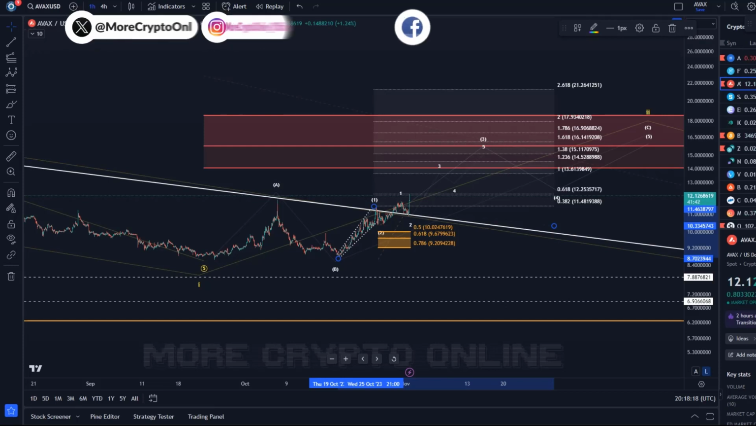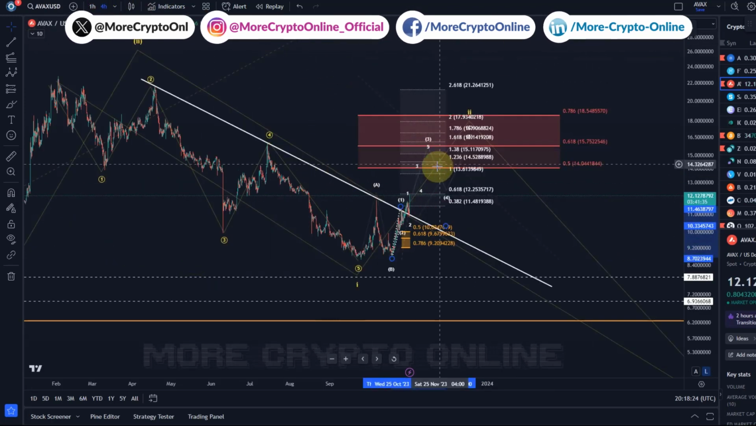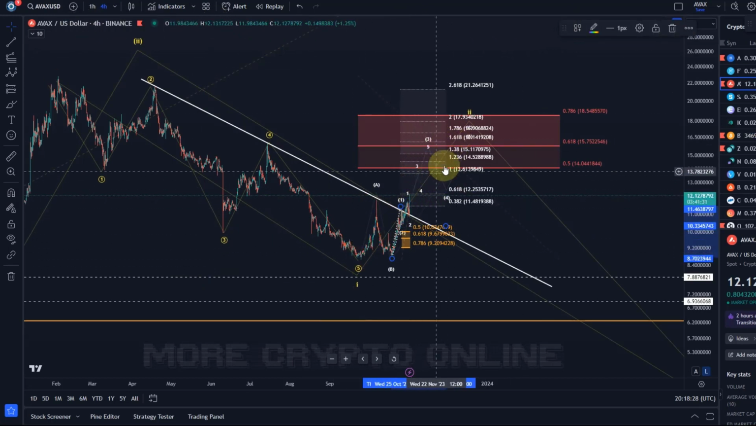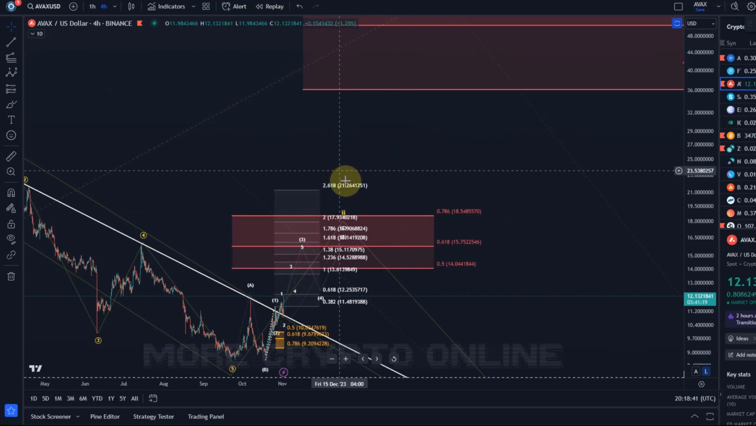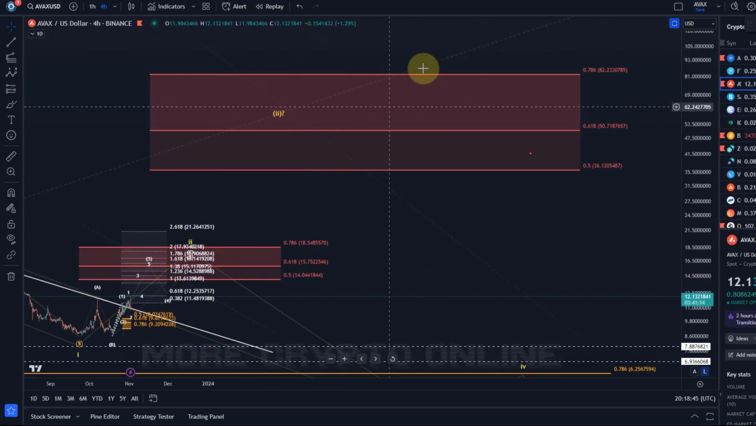AVAX works out currently as planned. We are working still on this C wave to the upside. I mean, there are different interpretations of this chart. First of all, we are just looking if the price can reach the area between $14 and $18.54. That's the next target area. We will watch closely for a reaction in this area. If we break above it, then something more bullish is going on, and we will watch for the next target area, resistance area up here.